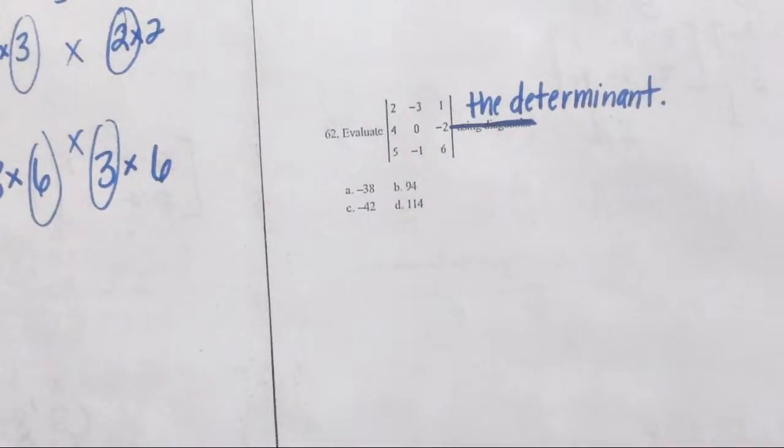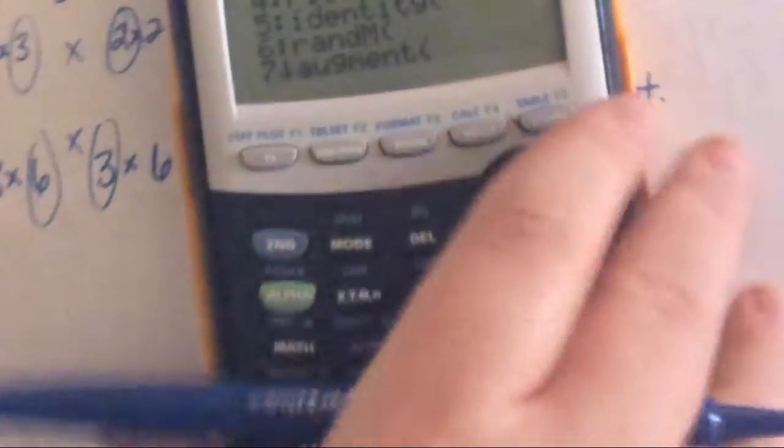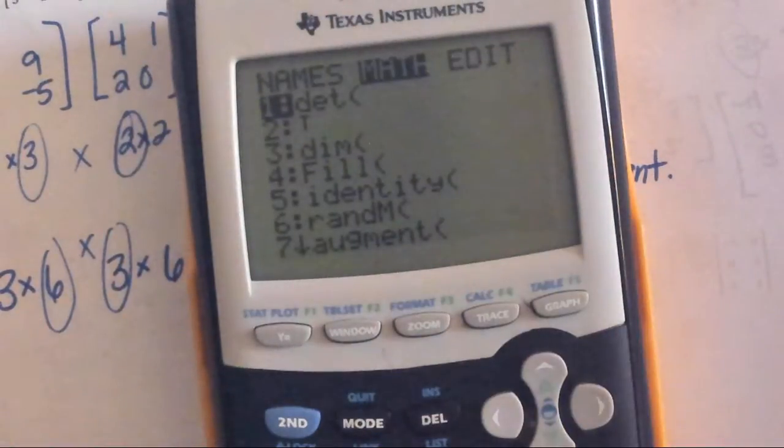So we need to find the determinant of this matrix. If I type this matrix in my calculator, I'm putting it in A, it's a 3 by 3. Okay, so let's say I have it typed in A. When I go back to second matrix and I go to math, what button lets me do the determinant?